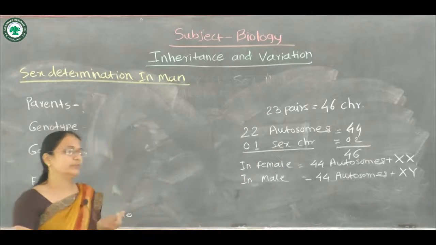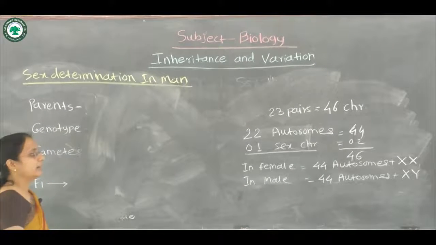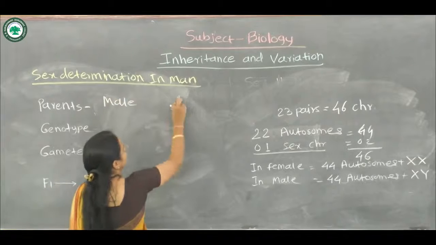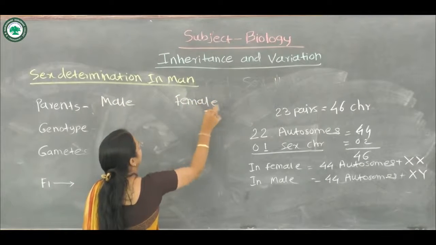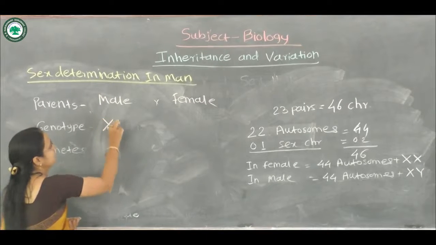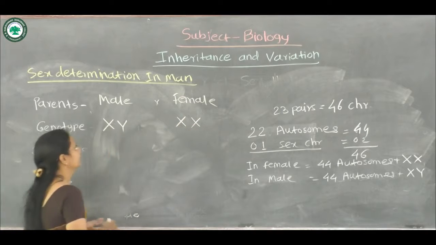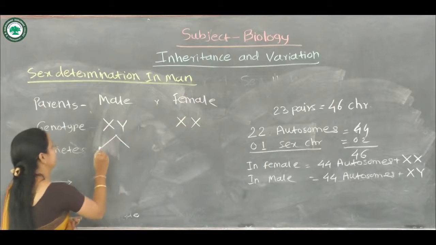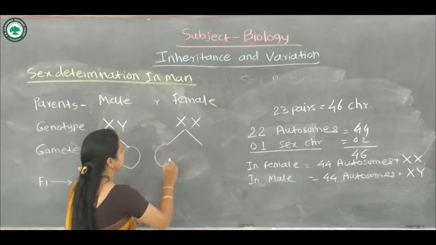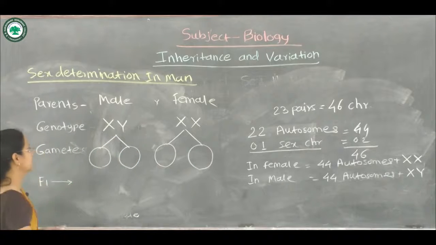Now how does that determination take place? Let's take the gamete preparation and the parent. Suppose the male parent gets crossed with the female. Here the genotype of the male, we know, is the XY type, and here XX type. Prepare its gametes, that is very simple to find out, and there is a 50% chance of a male child, 50% chance of a female child.